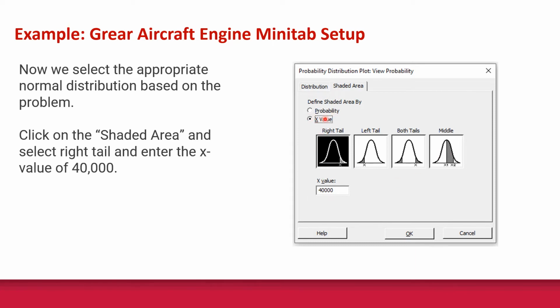The X value we're going to actually enter. We're told that we're interested in the X value of 40,000. We want to find the probability that X, which is the lifetime, is greater than 40,000. So click on X Value and type in 40,000 and click OK.